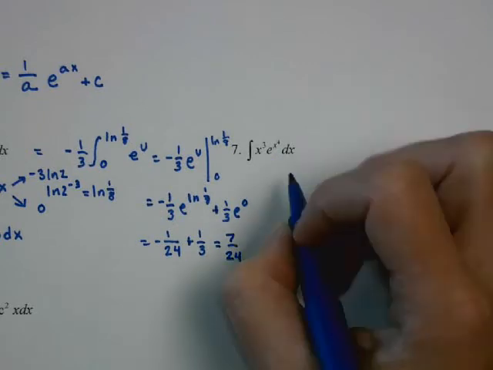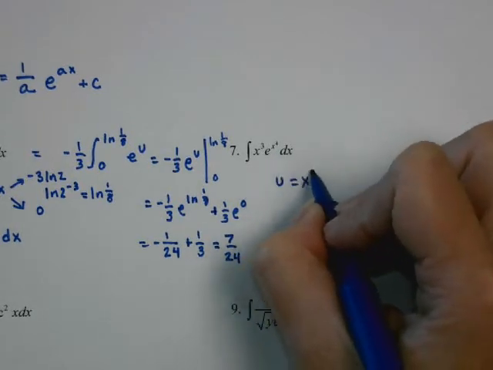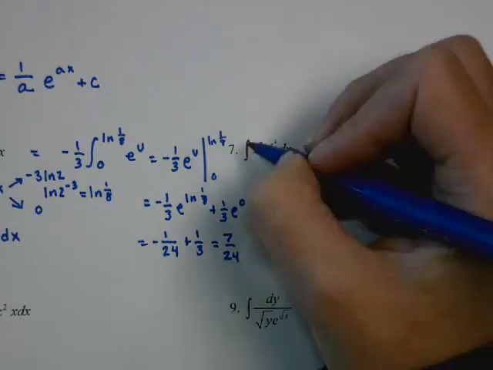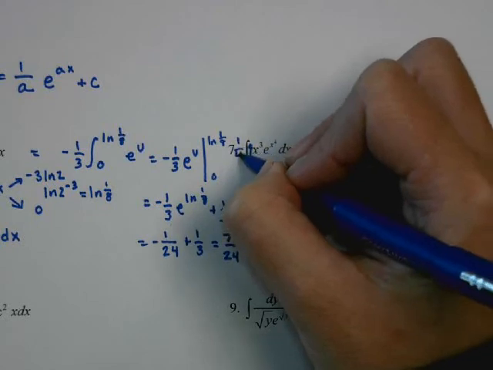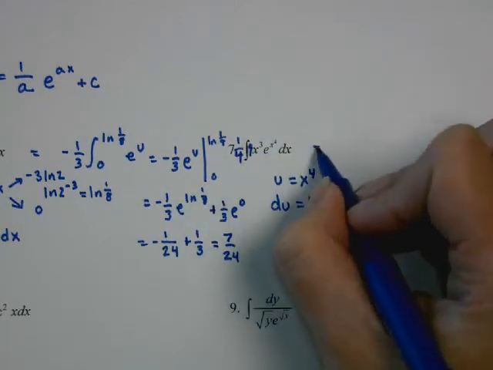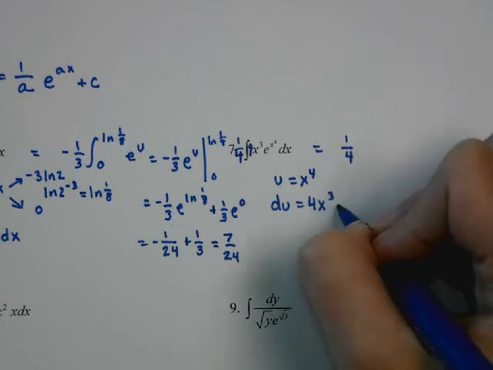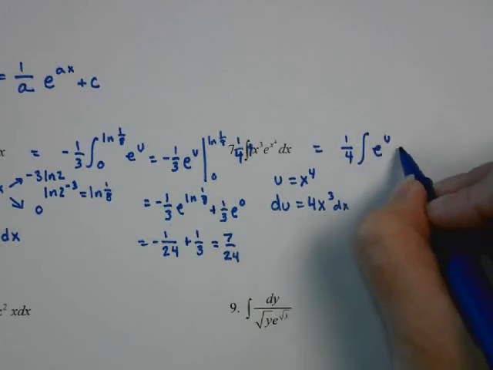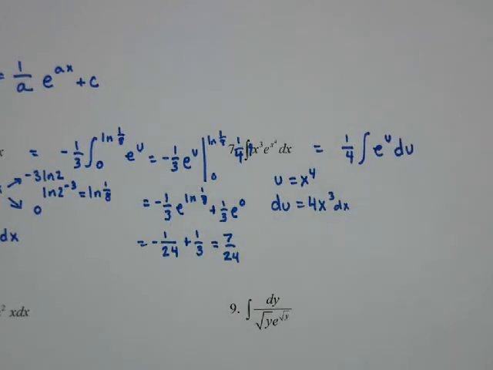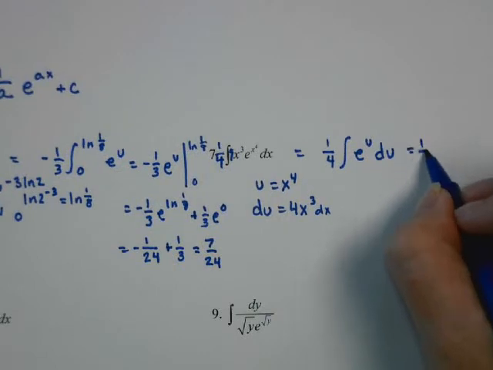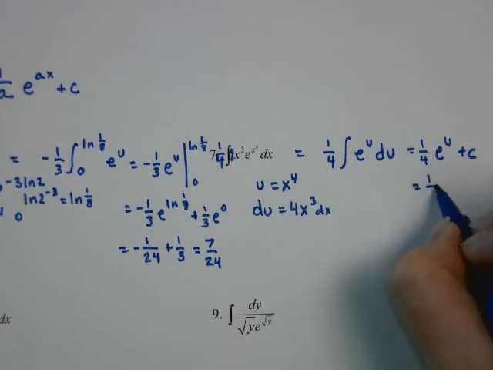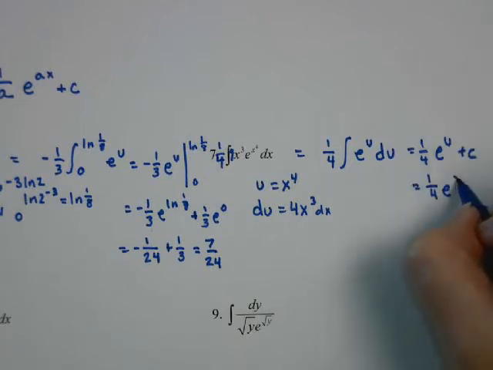Okay, moving over to number 7 here. We're going to let u equal x to the 4th. du is 4x cubed. So I'll put a 4 in there, which means I need a 1/4 on the outside. So this is going to be 1/4 times the integral of e to the u du, which is going to be 1/4 e to the u plus c. So I have 1/4 e to the x to the 4th plus c.